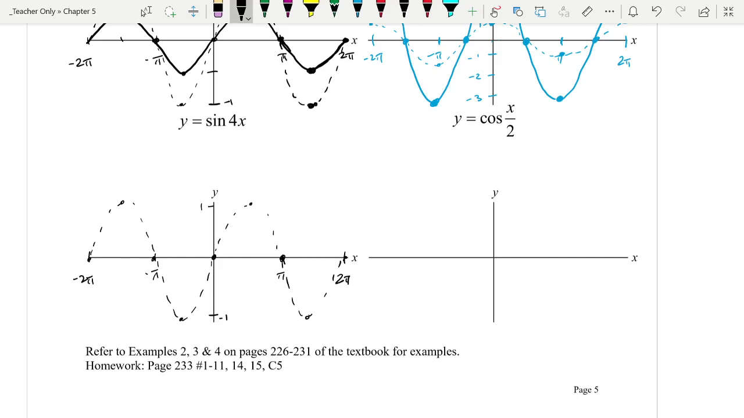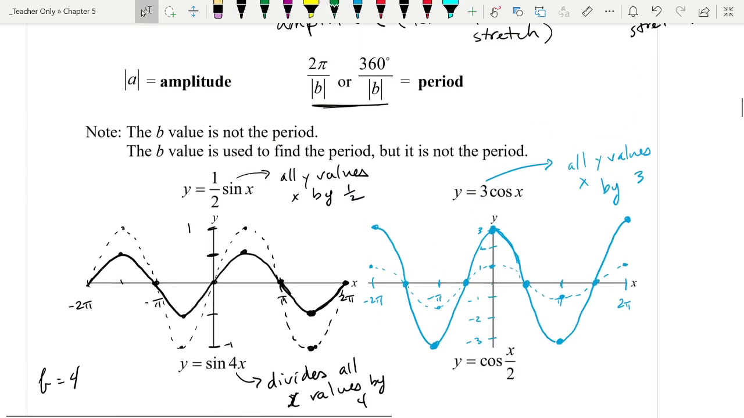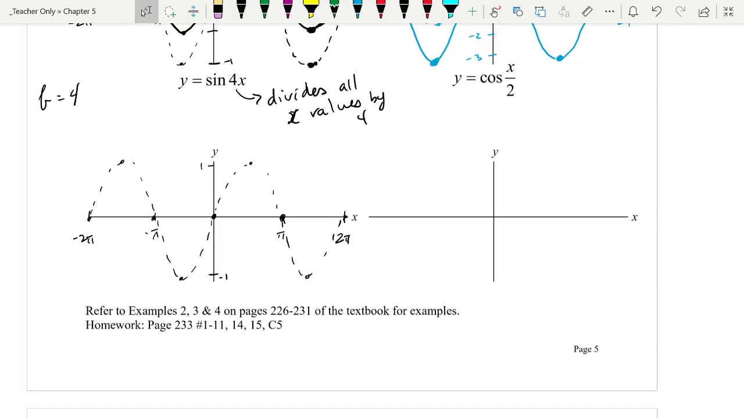What does the 4 do? The 4 divides all x values by 4. And what you could say then is, this is my b value, so b is equal to 4. And go back, we have this fancy formula here. Period is 2 pi divided by b. So period for this graph, I'm just going to work down here if that's okay.